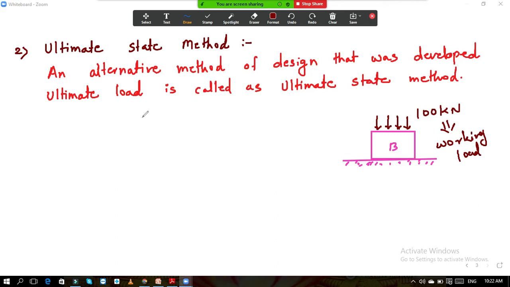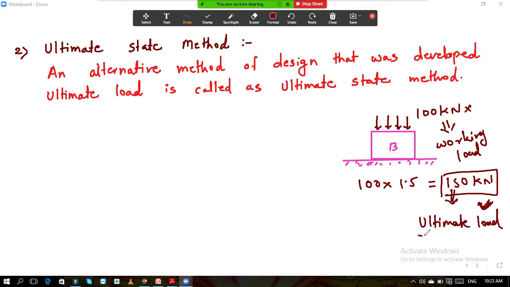Now the ultimate state method develops a theory of ultimate load. Now what is the ultimate load? They have suggested some factor of safety. They said that instead of designing the structure for this 100 kilonewton working load, you multiply this 100 kilonewton by 1.5, and the value is 150 kilonewton. Design the structure for this 150 kilonewton instead of 100, and this 150 is nothing but the ultimate load.